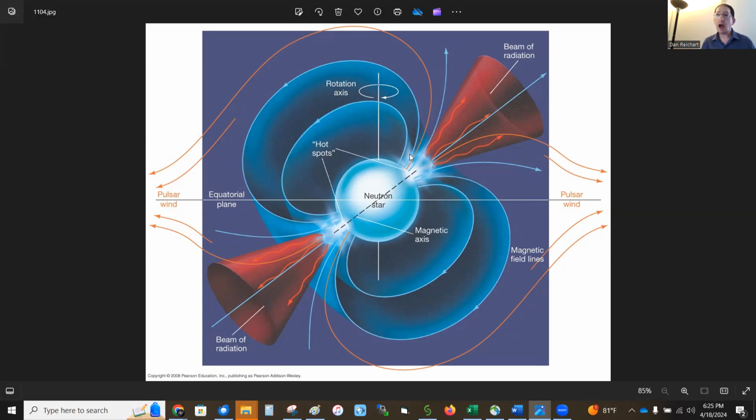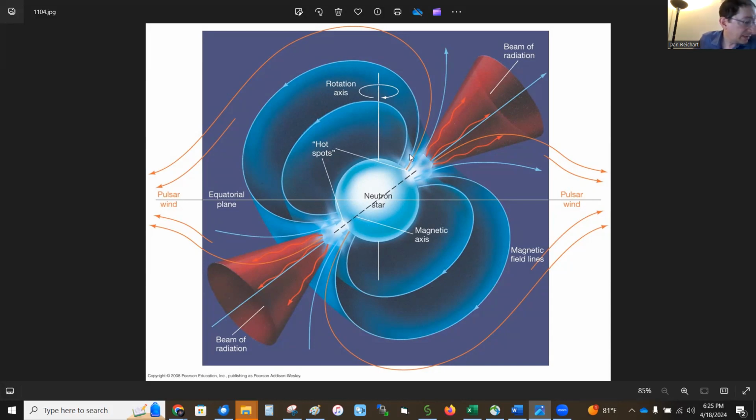But it appears to be hot enough to ionize easily. So any particles there, any gas there gets ionized. The electrons get separated from the nuclei. And think back, what happens when you have free electrons in a strong magnetic field? Think back to the case of Jupiter in Module 1C. You get synchrotron radiation.